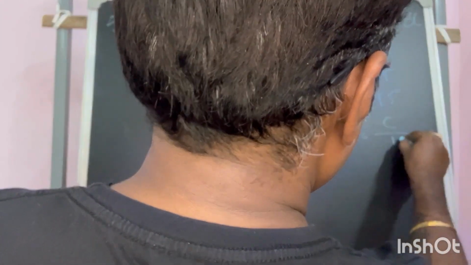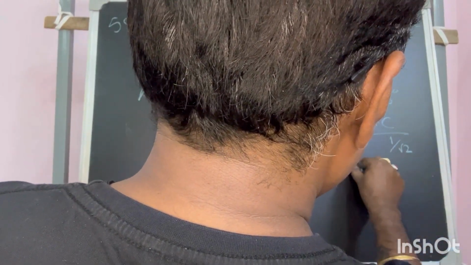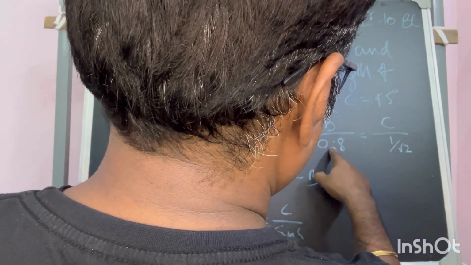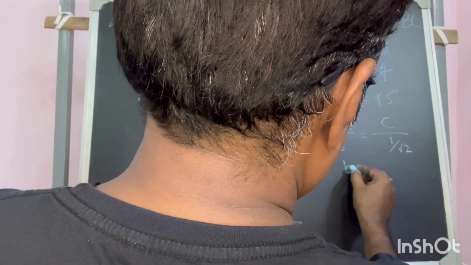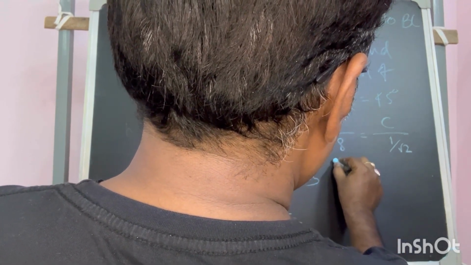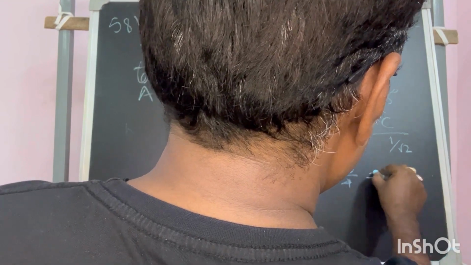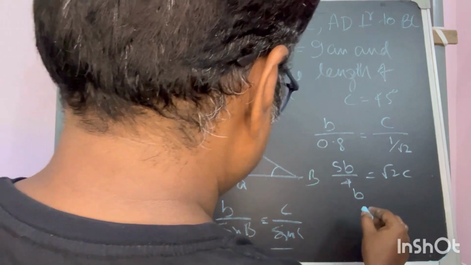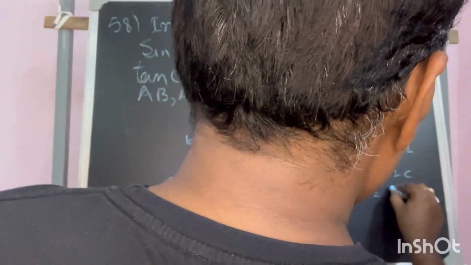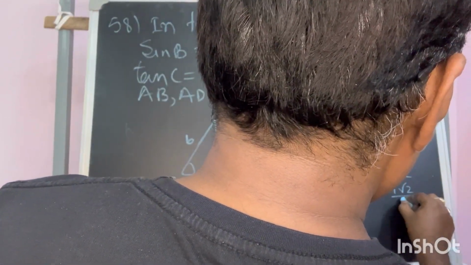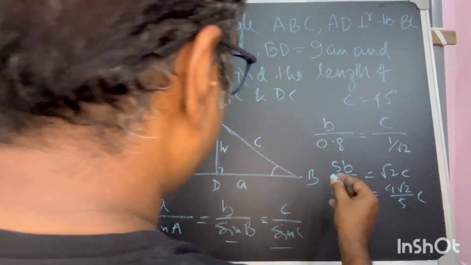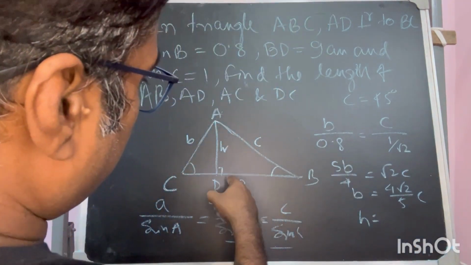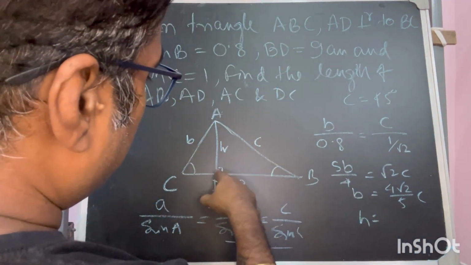Sine 45 is equal to 1 by root 2. So B by 0.8 can turn into, or you can write it, 5 by 4 is equal to root 2 by C. So B is equal to 4 root 2 by 5 C. And also we have H, from the sine angle, sine of B is equal to H by C.